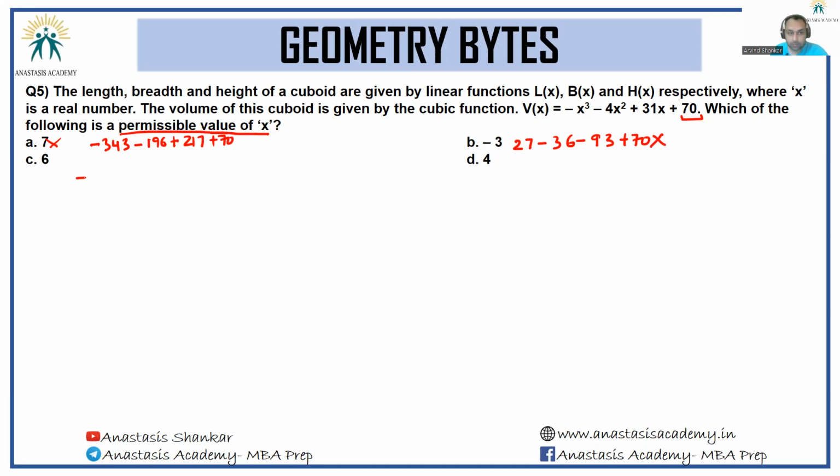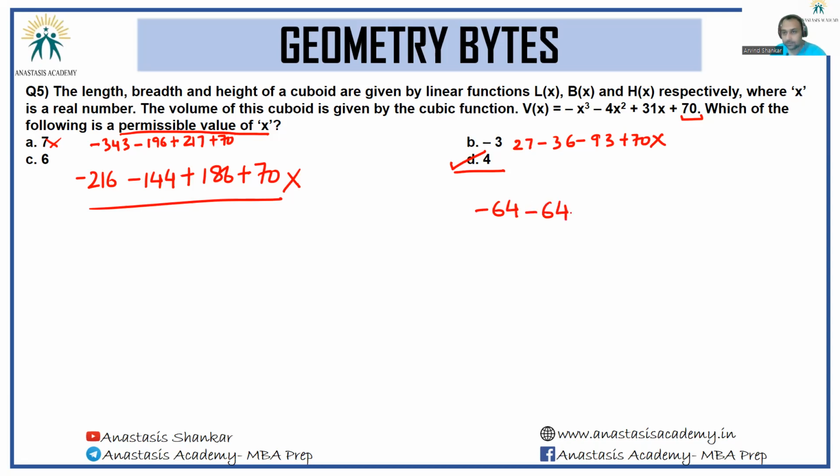Let me look at 6. So minus 216 minus 144 plus 186 plus 70. Again, this will be negative, not possible. By default, the correct answer has to be D. And if you were lucky enough and smart enough that you started with option D, you would have gotten minus 64 plus 124 plus 70. Yes, net result here will be positive.